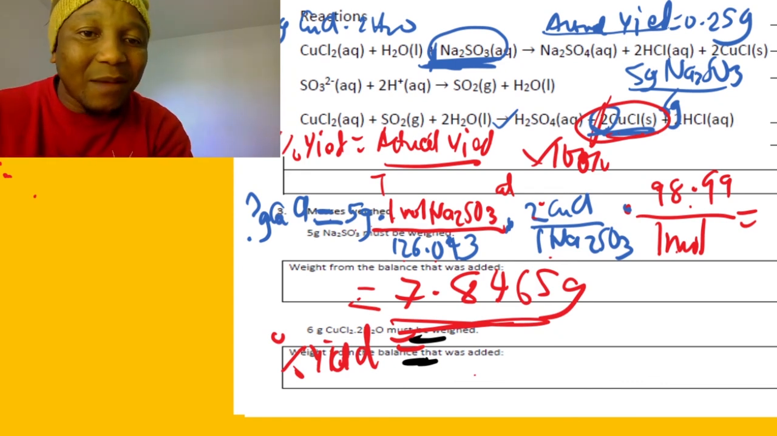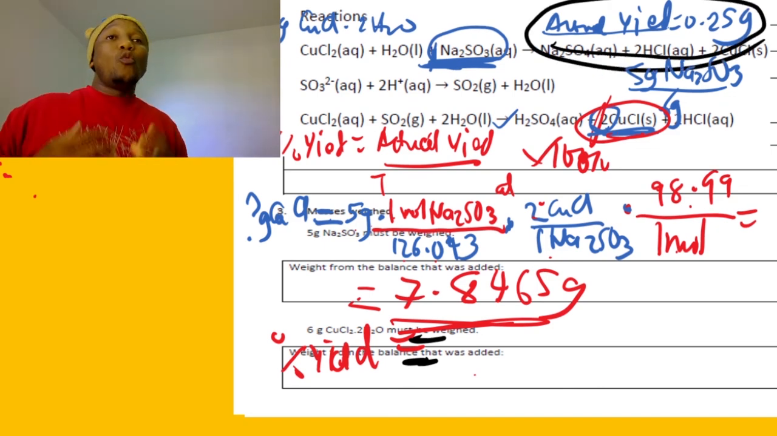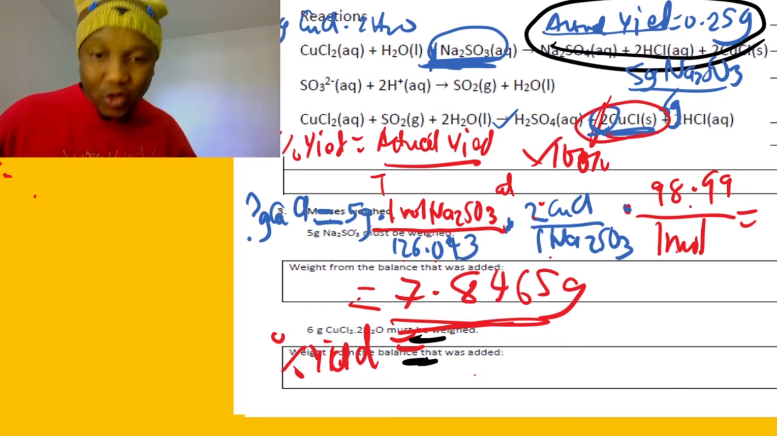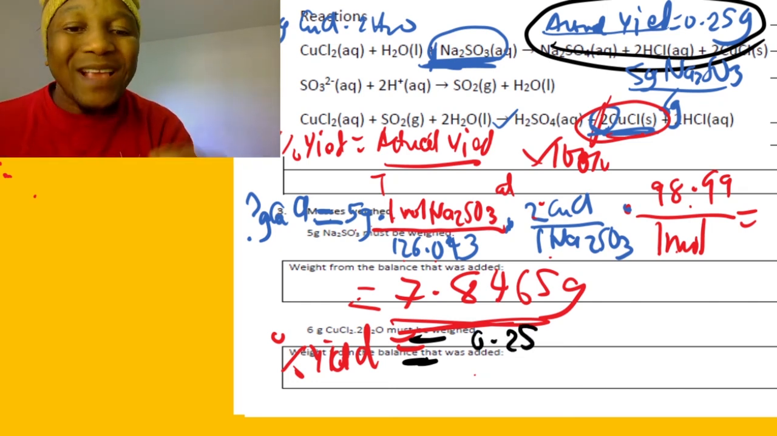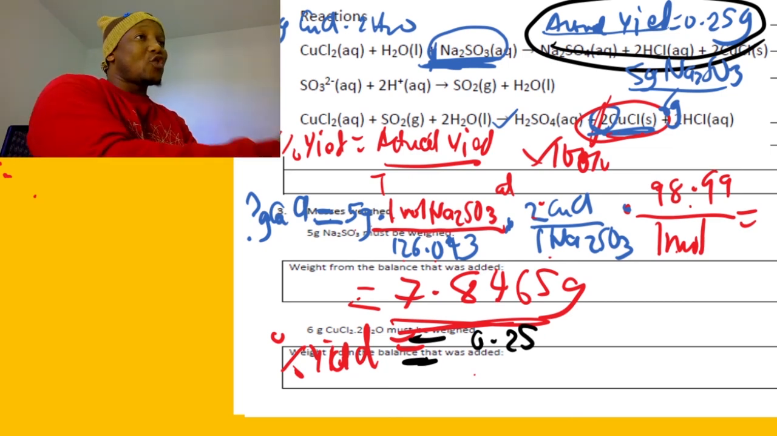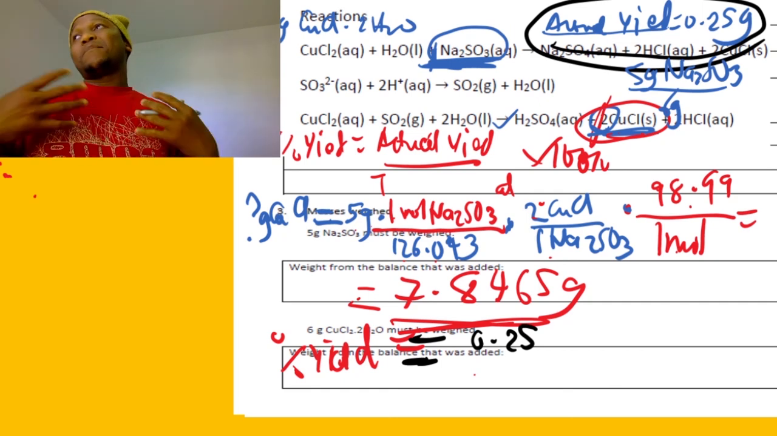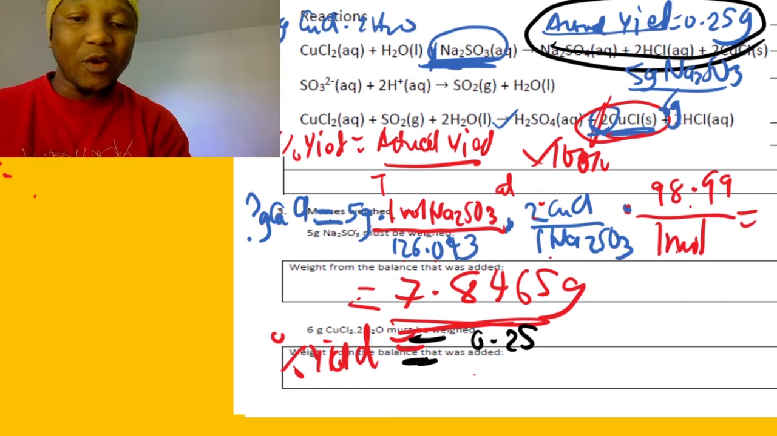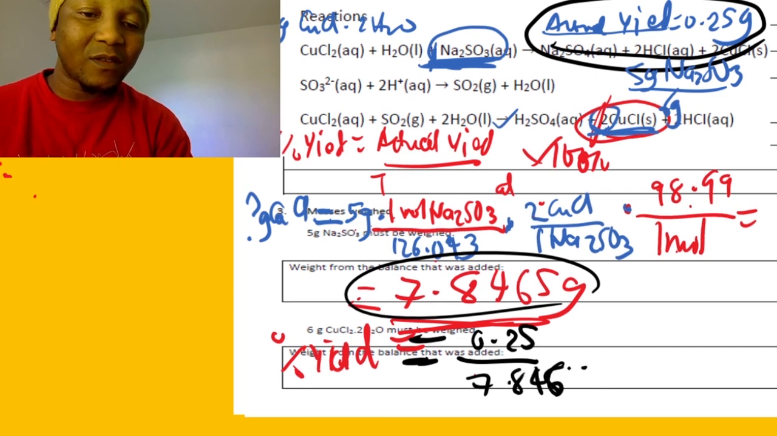So we did an assumption. We say our actual yield is 0.25. But what you're going to get after you've done your experiment, if that's what you're going to write as the actual yield, which is going to be 0.2. For your case, you can pick the weight that you got. But for me, I just assume because I'm not in a chemical lab, and I'll divide by the theoretical yield, 7.865. Multiply it by 100%.